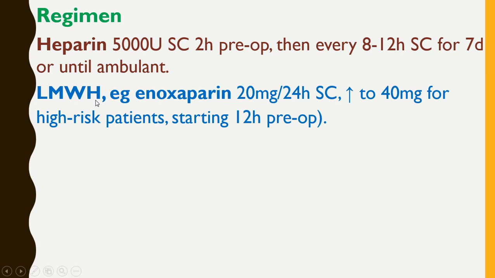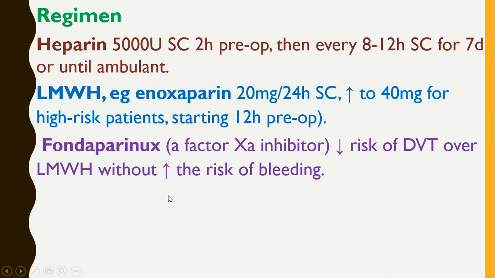Low molecular weight heparin like enoxaparin: 20 mg per 24 hours subcutaneously, which can increase to 40 milligrams for high risk patients, starting 12 hours pre-operatively. Fondaparinux, which is a factor 10 inhibitor, decreases the risk of DVT over low molecular weight heparin without increasing the risk of bleeding.